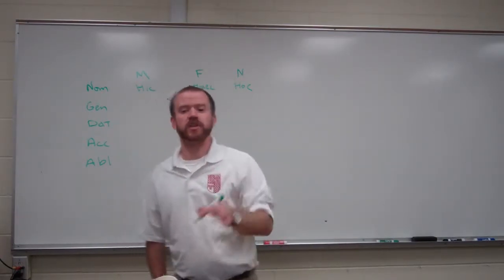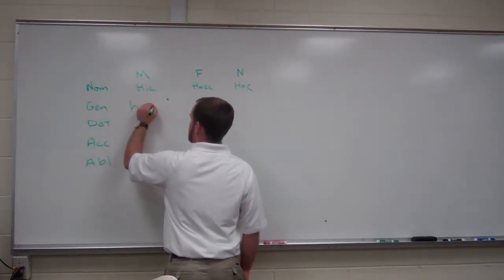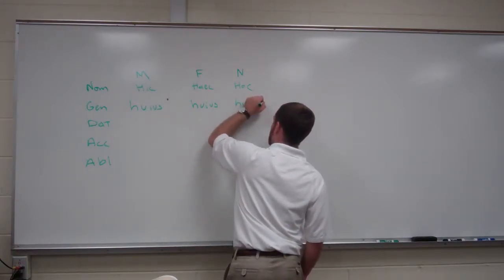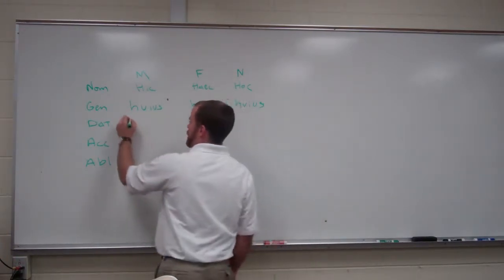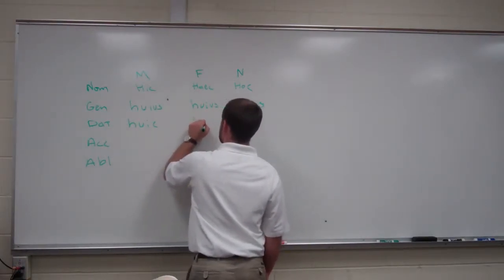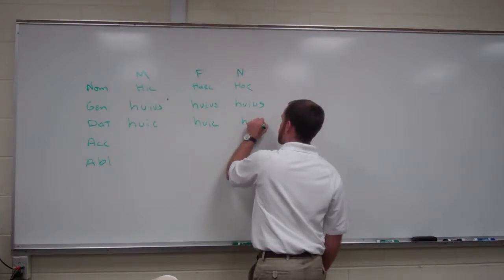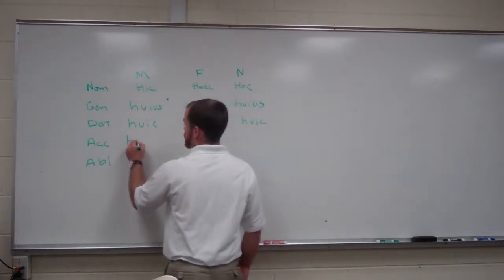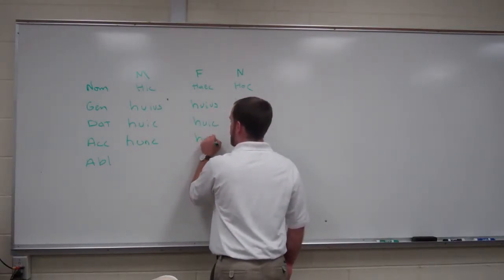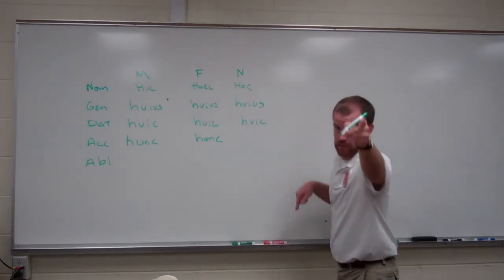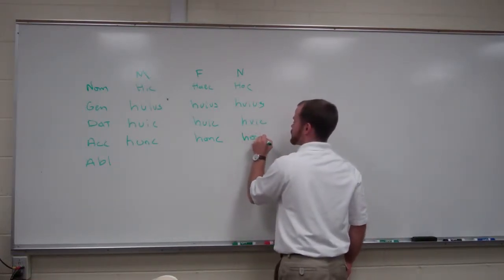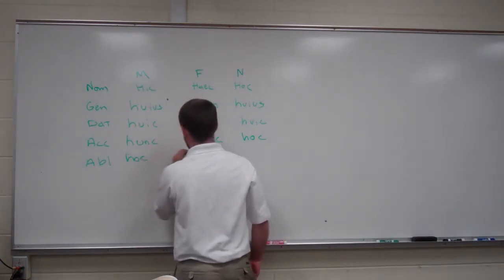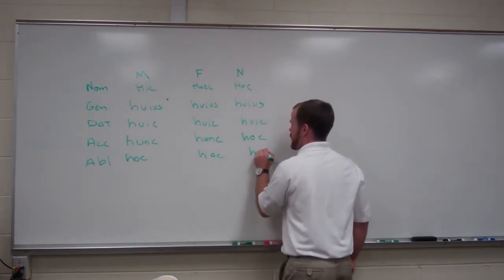All right? And then genitive is huius, huius, huius. Then dative is huic, huic, huic. And then we're going to our accusative, so we go to hunc, hanc, and then since this is neuter, what has to be there? You're right, hoc. All right, and then ablative singular goes hoc, hac, hoc again.